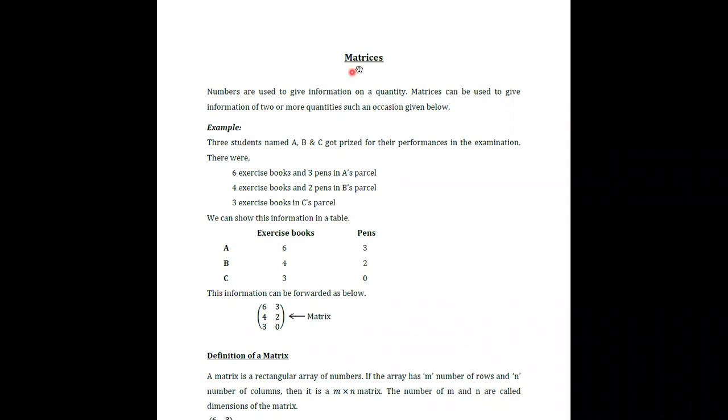But matrices can be used to give information on two or more quantities. First, we have discussed what a number is. A number is just giving information regarding a quantity, and then using numbers we can create matrices. If you are interested in two or more quantities, then we can use matrices to denote them.